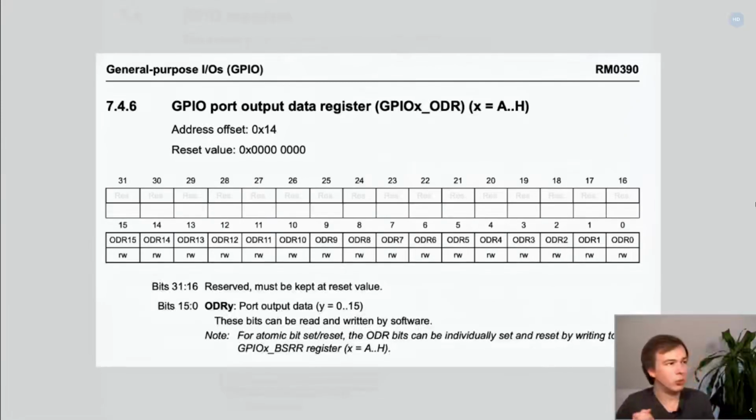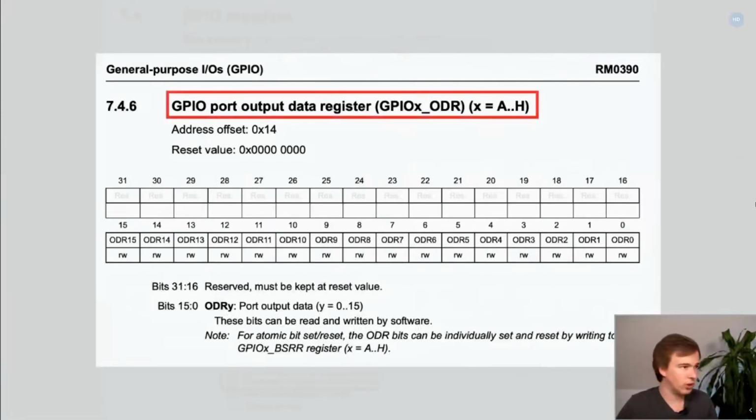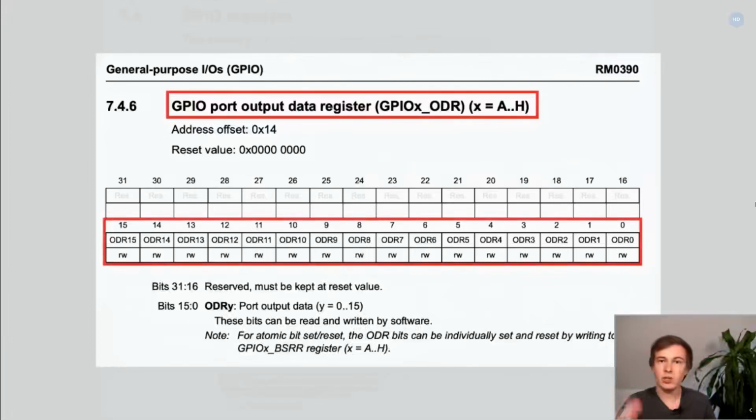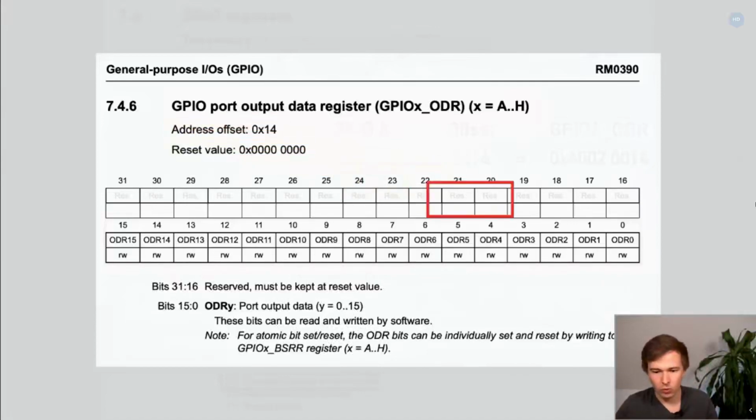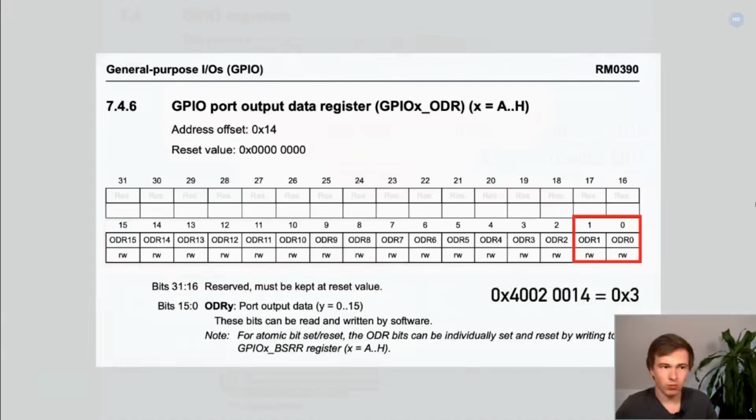For that, we need to use the output data register. And again, we have the output data register. We can see that for each pin in the port, we have 16 pins per port, we have a single bit that we can set either to 1 or to 0. And we again can calculate the address. So this register would be at hex 4002 and 14. And if we want to turn on pin 0 and pin 1, we simply write the least significant bit and the second bit just by writing, for example, 3 to this port. And if we want to turn it off, we just write 0.